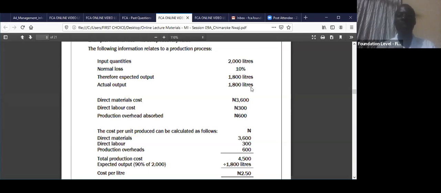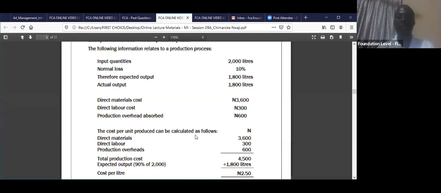Now, the actual output is 1,800 liters. So that means what you expected was what you got out. That means there is no abnormal loss, only normal loss. Now look at your direct material cost. This direct material cost was a result of these 2,000 liters. Look at the direct labor cost that was applied to it, and the overhead absorbed.